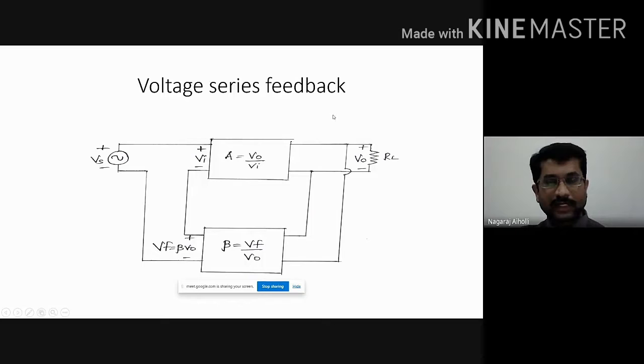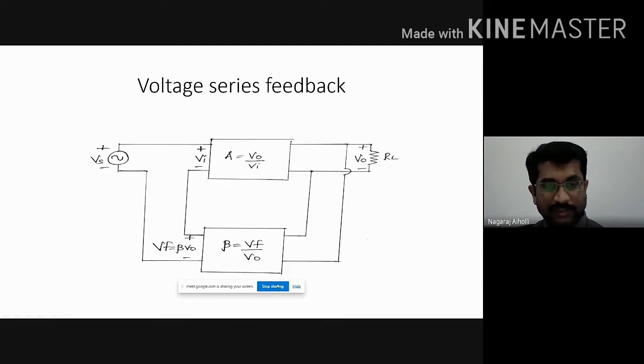Voltage series feedback amplifier. In the voltage series feedback amplifier, we have the forward amplifier. This is the amplifier in the forward path. Its gain is given by output by input. Vi is the input with the source voltage as Vs. Output is V0 across RL. A is the gain of the amplifier, that is output by input. Output is V0, input is Vi. This is called the gain without feedback, the transfer gain.